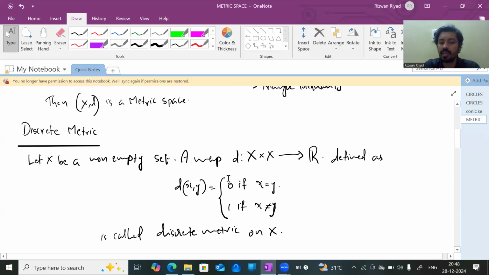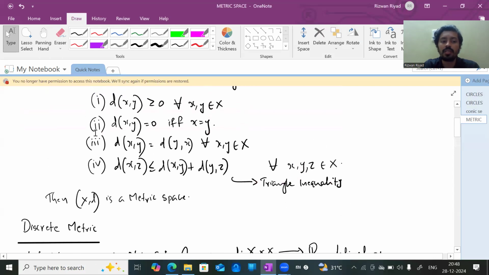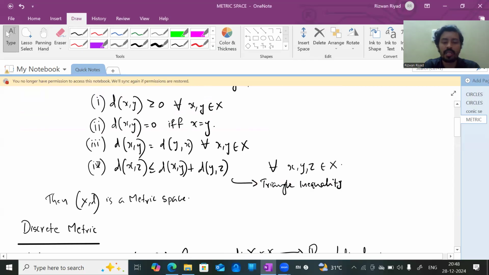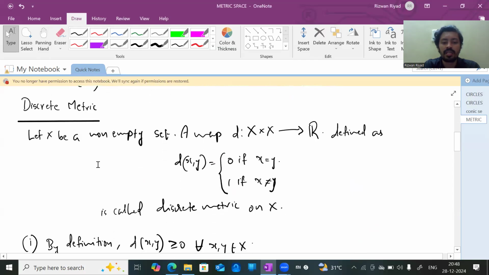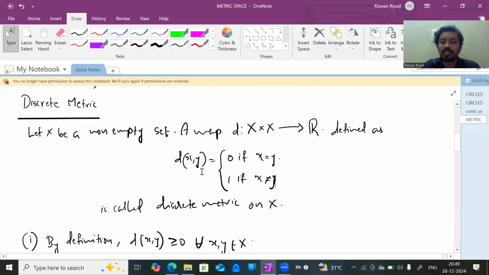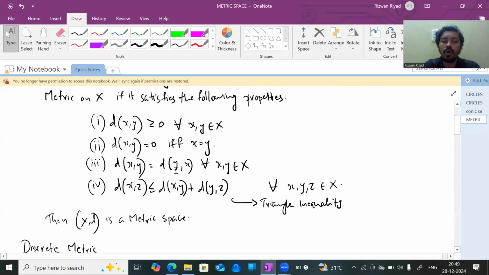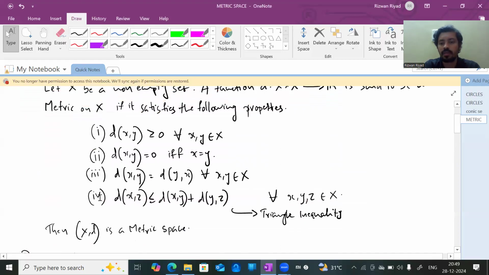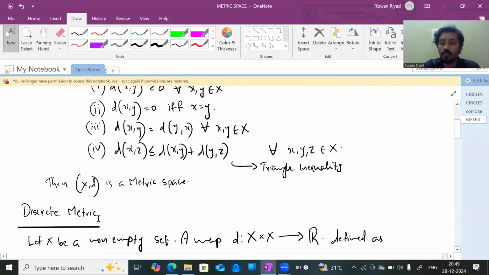You can see a function here. You have a non-empty set capital X, and there is a function d from X cross X to R, and I told you it is known as discrete metric. Discrete metric means it should be a metric, but how can we say that it is a metric? It should satisfy these four conditions. You can see that proof here. This function defined here satisfies all these four conditions of a metric. That's why this is also a metric, a special kind of metric.